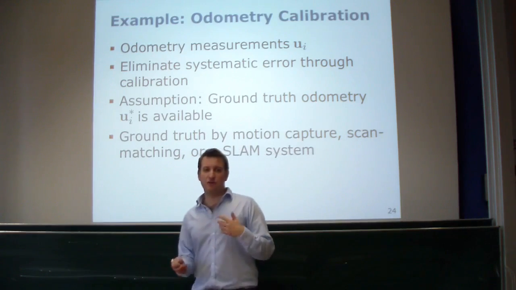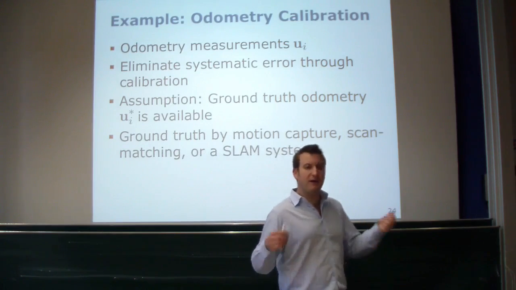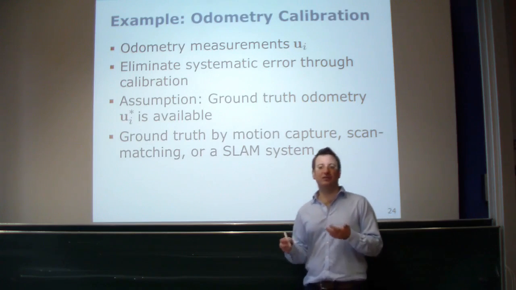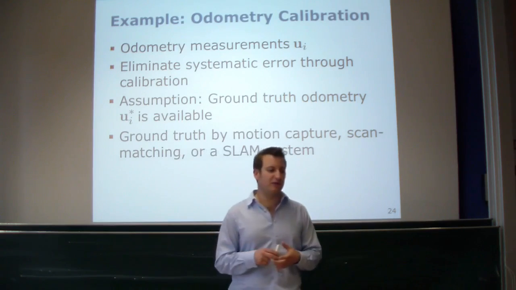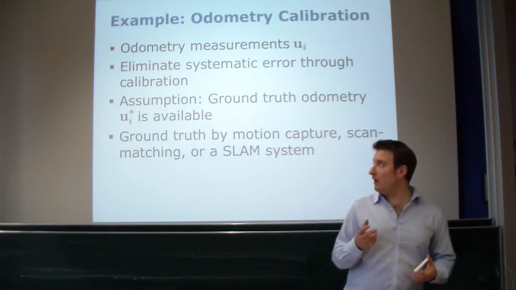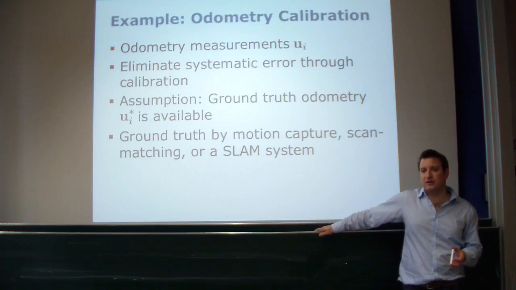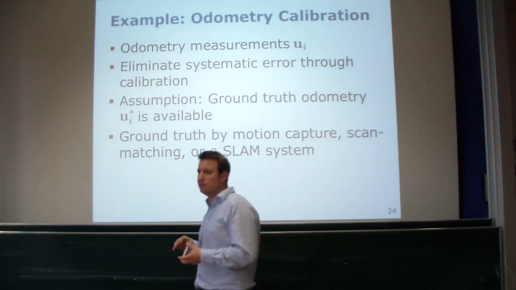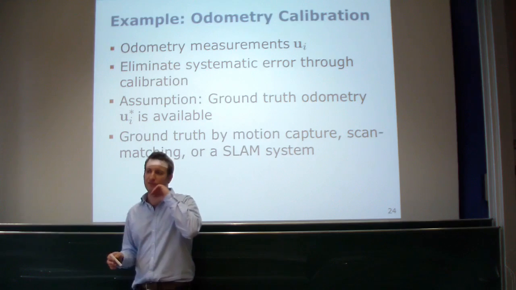So assume you have a robot which computes its odometry by counting the revolutions of the wheels, and this system typically has errors. Odometry is not perfect, otherwise it wouldn't be SLAM. What we would like to do, however, is to eliminate the systematic errors of our odometry. Say one wheel is bigger than another wheel, so whenever I drive, I always have a kind of drift to the left or to the right-hand side.